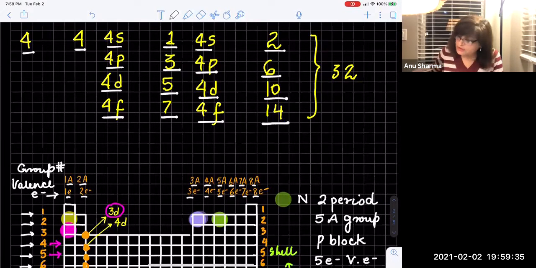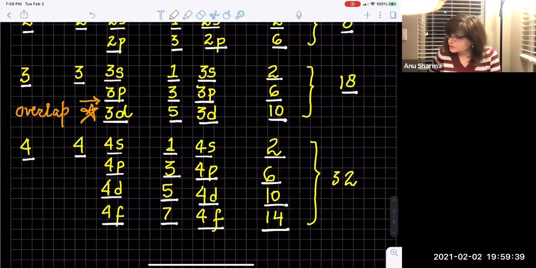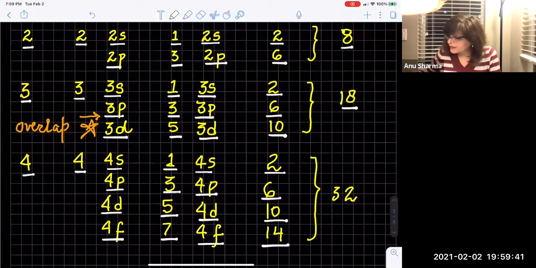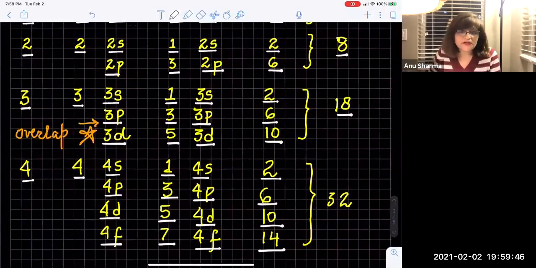This information is not very clearly given in your book. So the best is to focus on the patterns, and then it will all make sense. Try to look at patterns, okay? So 32 electrons in the last, but here's a problem.